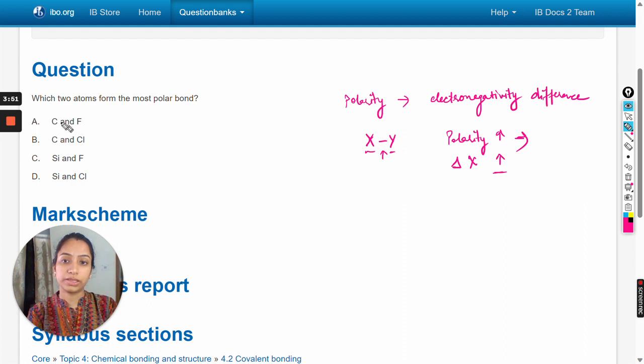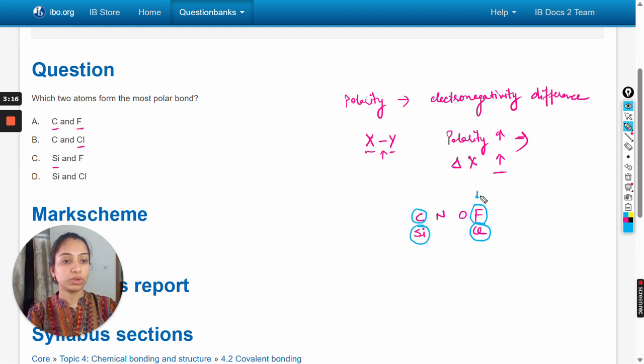So there are carbon, fluorine, silicon and fluorine atoms. Let's see in the periodic table where they are present. In the second period, going from left to right, firstly carbon, nitrogen, oxygen, fluorine, and below fluorine there is chlorine, and below carbon there is silicon. So in the options, carbon is there, silicon is there, fluorine is there and chlorine is there.